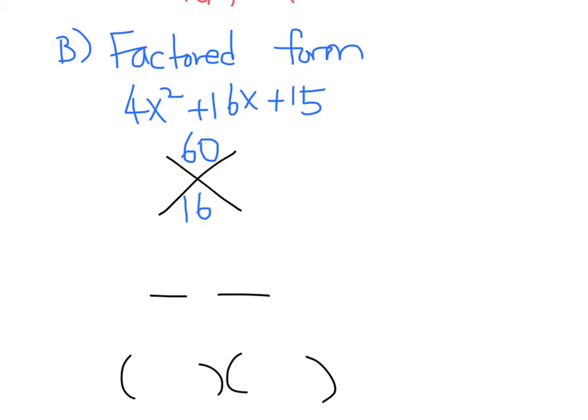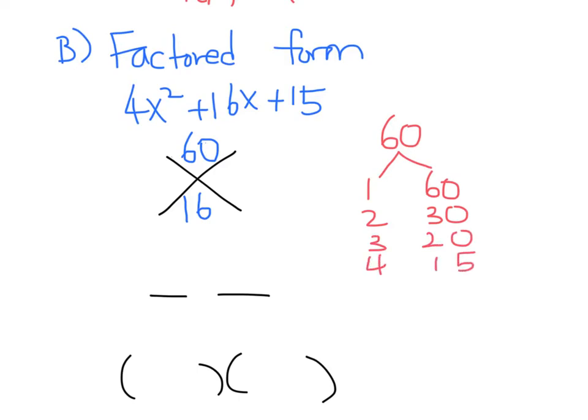So I said we're going to go ahead and use the factor tree. So 60 is the same as 1 times 60, and we know that's not going to make 16, right? 2 times 30 is not going to do it. 3 times 20 is not going to do it. 4 times 15, is that going to do it? No. What about 5 times 12? No. What about 6 times 10? Is that going to do it? Yeah. Oh, yay. It is going to do it because 6 plus 10 is 16, right?